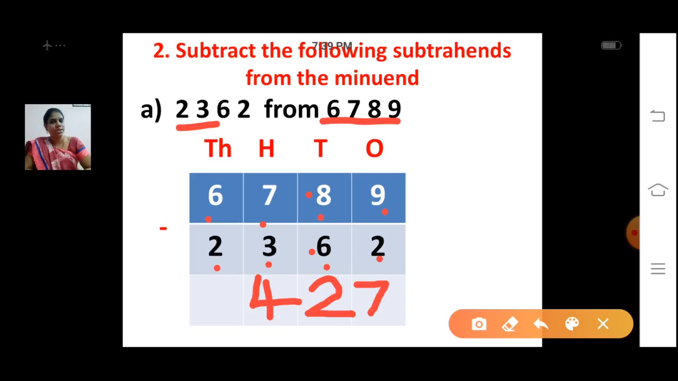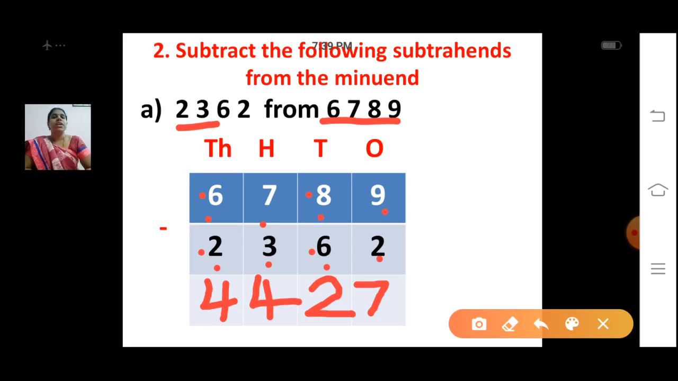Let's subtract the thousands place. 6,000 minus 2,000. 6 minus 2. So start from 2. Count forward till you reach 6. After 2, 3, 4, 5, 6. 4,000. 6,000 minus 2,000 is 4,000.